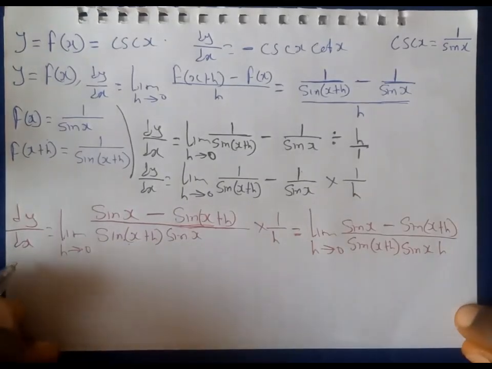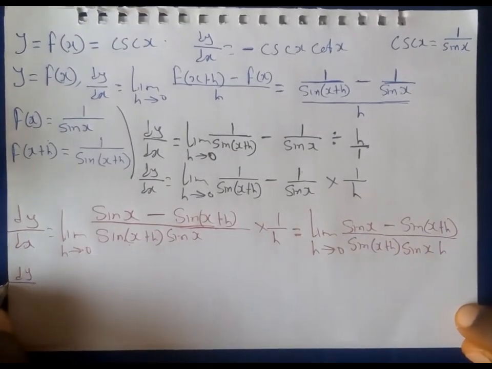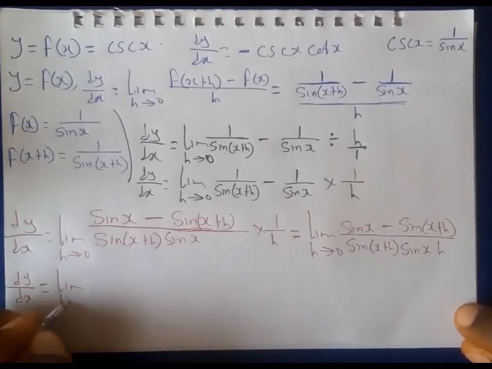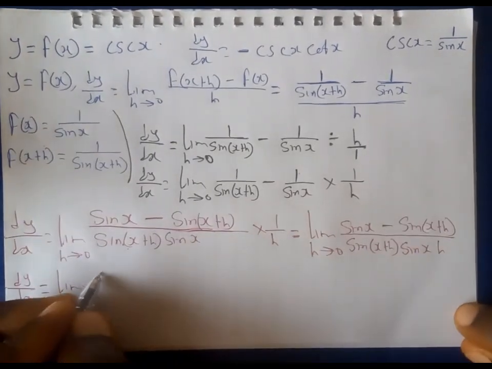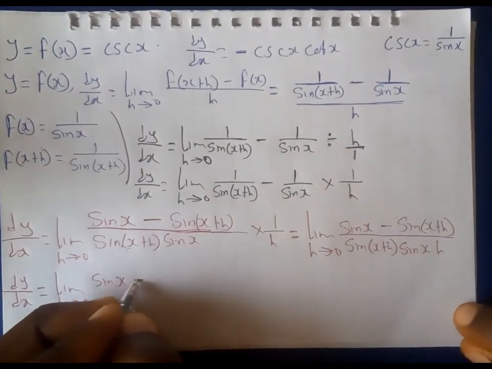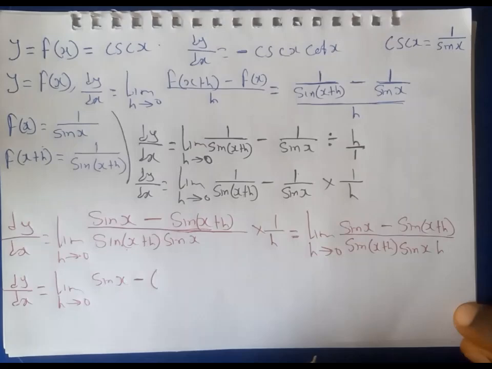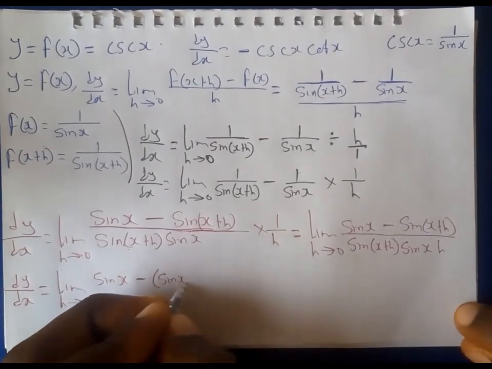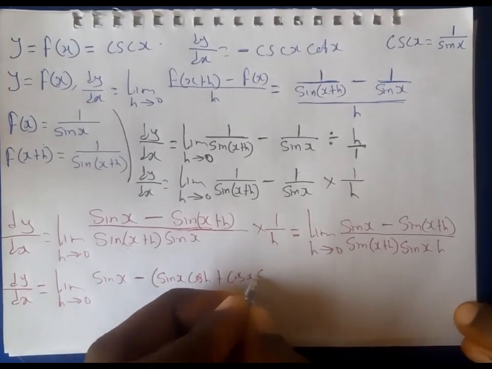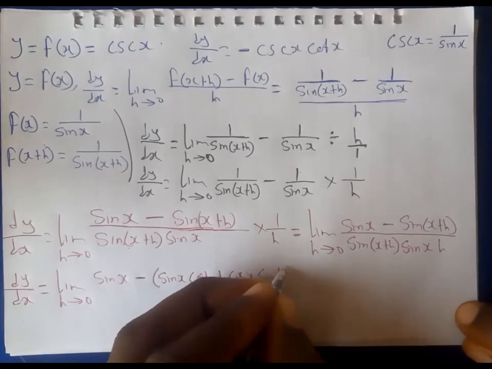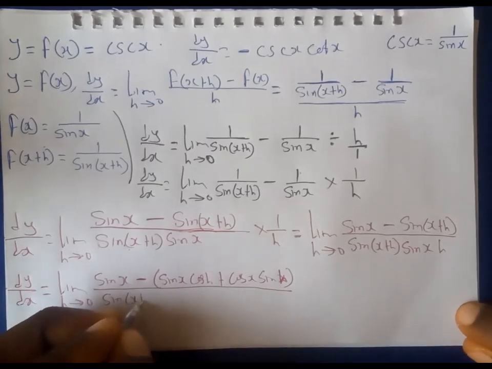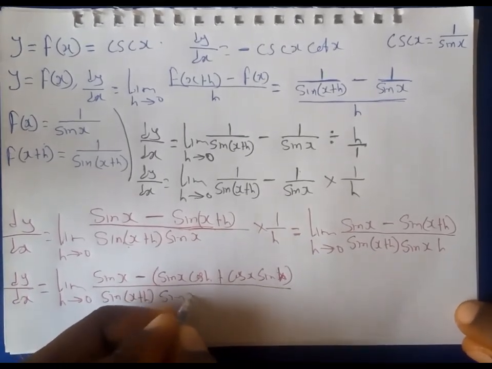So therefore, simplifying forward, we have dy/dx equal to the limit as h approaches 0 of sine x, then minus. Since this minus needs to take effect, let's put sine x plus h in a bracket. Then we have sine x cosine h, plus cosine x sine h. Okay. Then we have the division of sine x plus h times sine x times h.